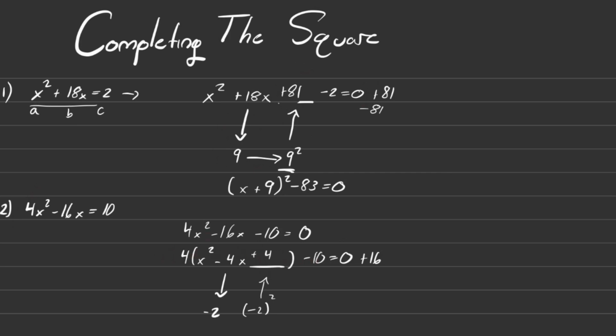Now, rewriting this equation, we have 4, don't forget about the leading coefficient, x, whatever term is in here, so negative 2, squared. Now, we have to subtract 16. We get negative 26 equals 0, and we have completed the square.